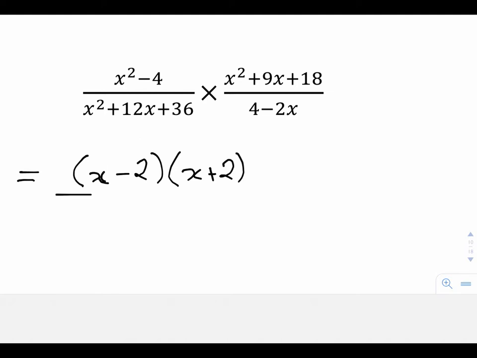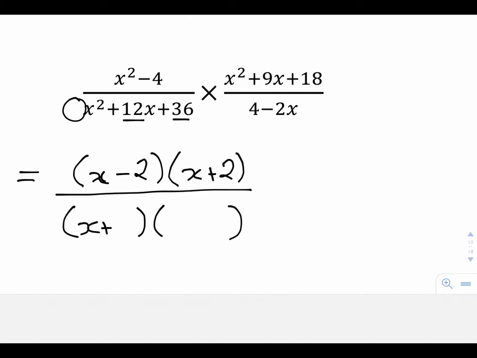My denominator, noticing that I have a coefficient of 1 in the front, indicates to me that this is going to be a simple trinomial. When I factor it, I'm looking for two numbers that add to give me 12 and multiply to give me 36. And those two numbers are 6 and 6. So I'll write those out as such.